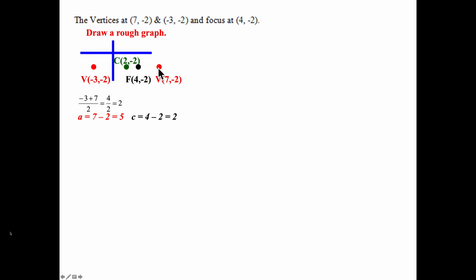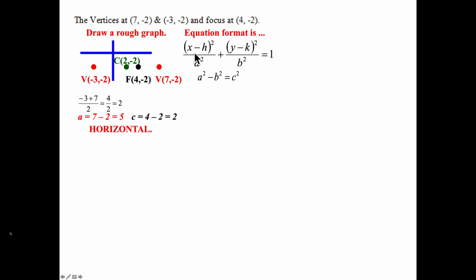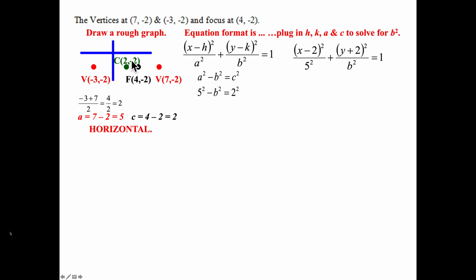So for your a value, the 7 minus the 2 to the center, that's 5. 4 minus 2, the change in those x's, is 2. So now we're going to set up what our equation looks like for a horizontal ellipse. We're going to have the a squared underneath the (x minus h) squared with the b squared underneath the (y minus k) squared. We're still going to plug in all of our values. h is 2, k is minus 2, which becomes minus and negative, so plus 2. a is 5, plug that in at the bottom, that's going to be 25.